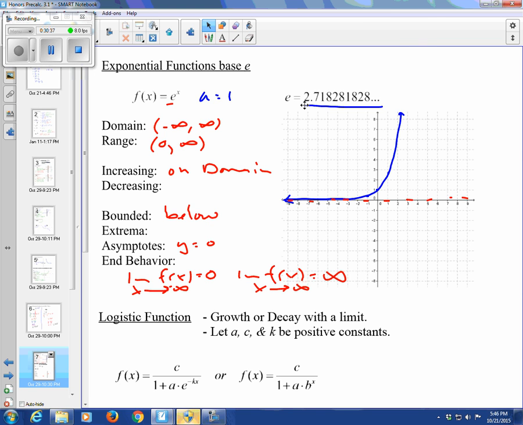Okay, so I want to take a break right here before we jump into the logistics function. So I'm going to pause this, and we're going to break this up into 2 videos, and we will look at the logistics function in the next video.